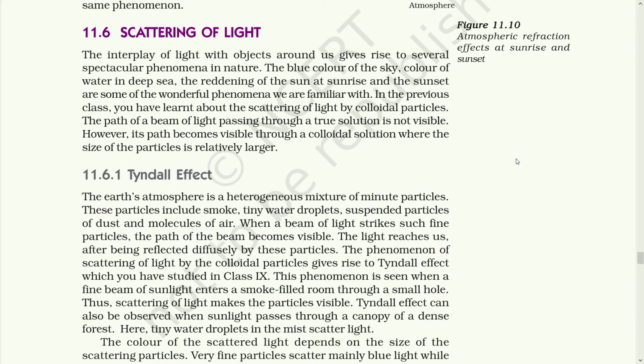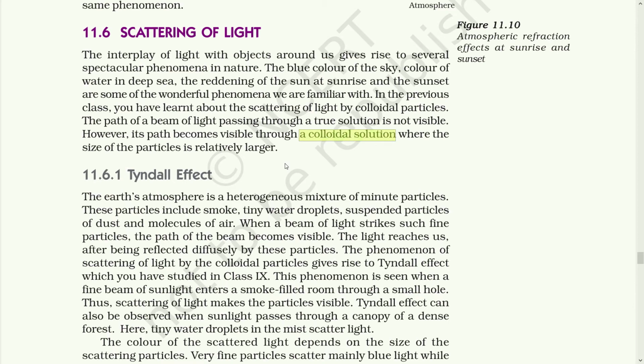The interplay of light with objects around us gives rise to several spectacular phenomena in nature. The blue color of the sky, the color of the water in the deep sea, the reddening of the sun at sunrise and sunset are some of the wonderful phenomena we are familiar with. In the previous class, you have learned about scattering of light by colloidal particles. The path of a beam of light passing through a true solution is not visible. However, its path becomes visible through a colloidal solution where the size of the particles is relatively larger.